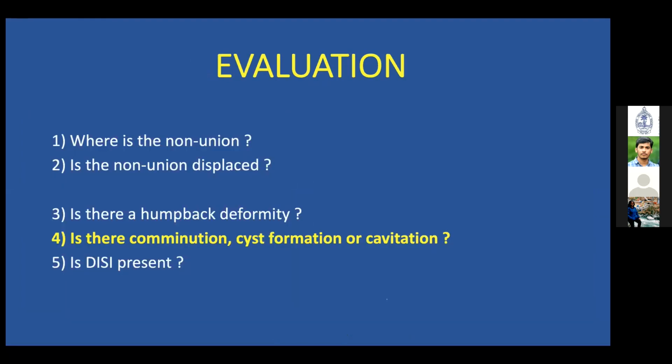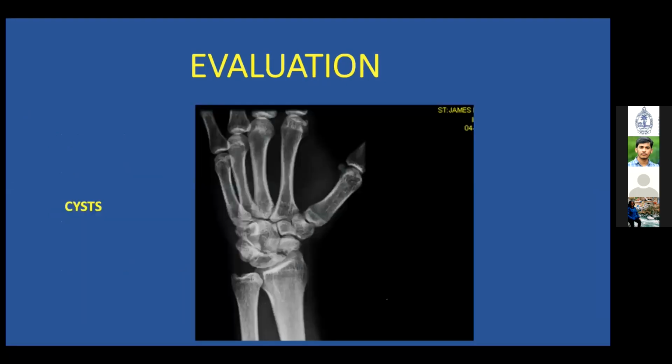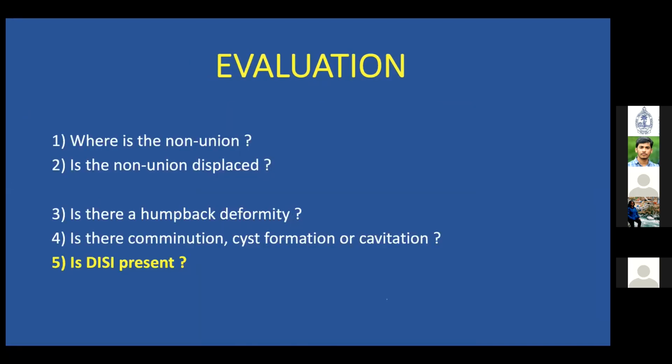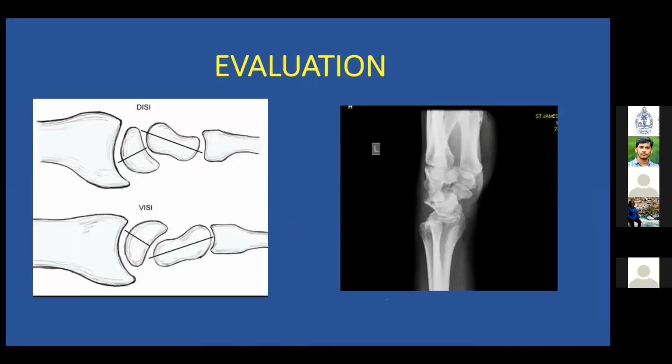Next, is there a comminution, cyst formation, or cavitation? So you can see in this X-ray the cyst. Cyst formation is something which we need to look for, because when there is a cyst, we need to use more bone graft, because we will be curetting the cyst as well. So is there a DC present? So we know what is a DC. What is a DC? When the lunate is facing dorsally, we call it a DC. When it's facing volarly, it is called a PC.